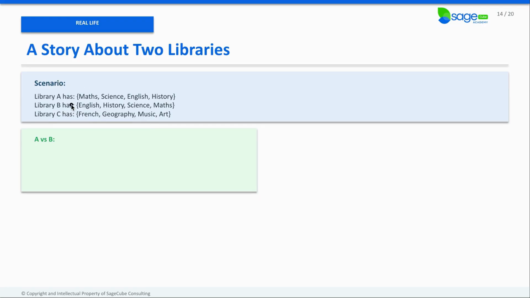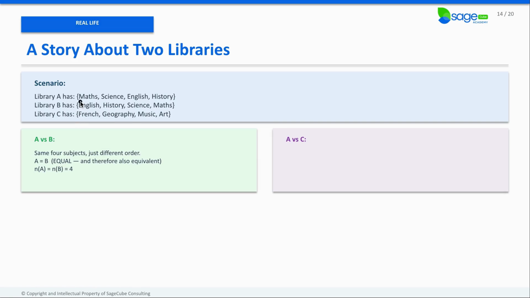Let's compare A and B. A and B, what do we see? Math, science, English, history. Math, science, English, history. So those are equal. And because they are equal, what's the cardinality? 4. So 4 subjects, same subjects, even though B ordered them differently. So they are equal and they are equivalent because both have 4 subjects. What about A versus C? A: math, science, English, history. C: French, geography, music, art. Math, not here. Science, not here. English, not here. History, not here. French, not there. Geography, not there. Music, not there. Art, not there. So they are not equal, right? They are 4 subjects, but they are not equal.